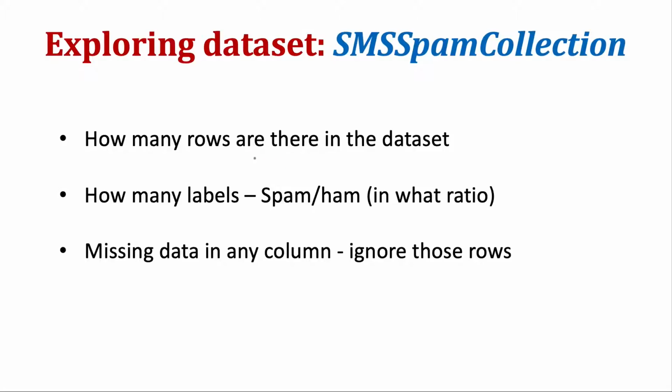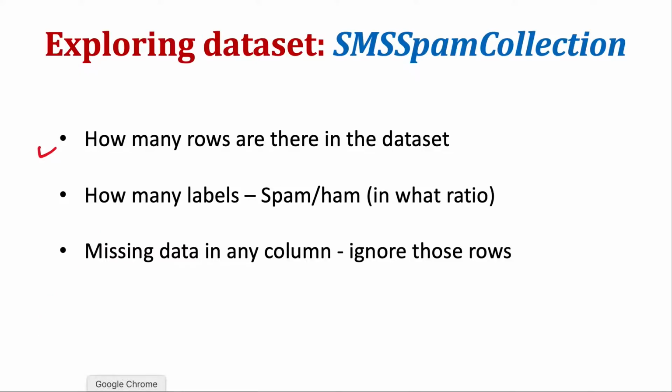So we can explore the total size of the dataset, then how many labels are spam and ham, in what ratio. Is the dataset skewed more towards having spam labels or ham labels, or are they balanced? Then we can also explore how many columns are missing, like some label is present but the text message is not there, or some text message is there but the label is not present. Those data will not be useful for us, so we will first get rid of them. Let's see all of these one by one.